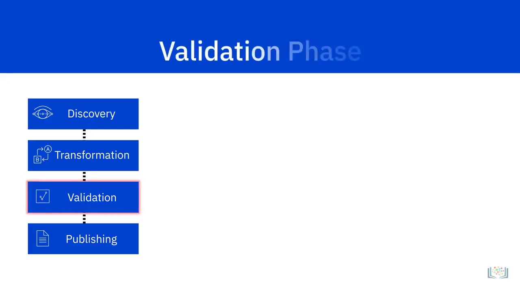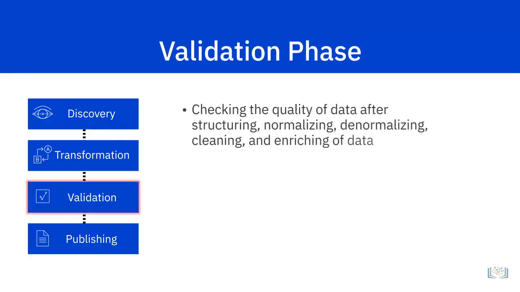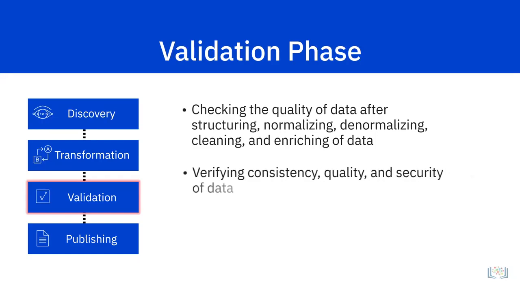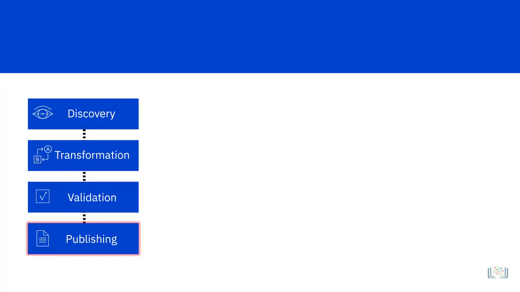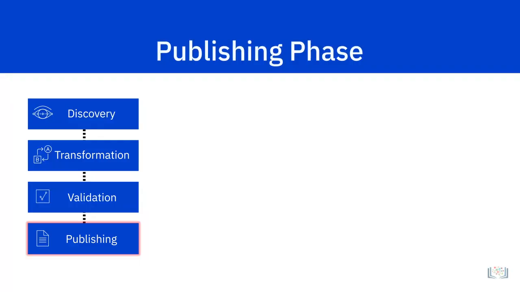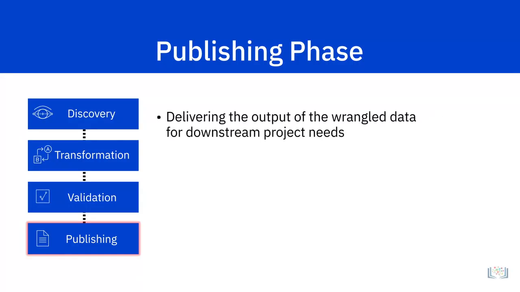After transformation, the next phase in data wrangling is validation. This is where you check the quality of the data post structuring, normalizing, cleaning, and enriching. Validation rules refer to repetitive programming steps used to verify the consistency, quality, and security of the data you have. This brings us to publishing, the fourth phase of the data wrangling process. Publishing involves delivering the output of the wrangled data for downstream project needs.